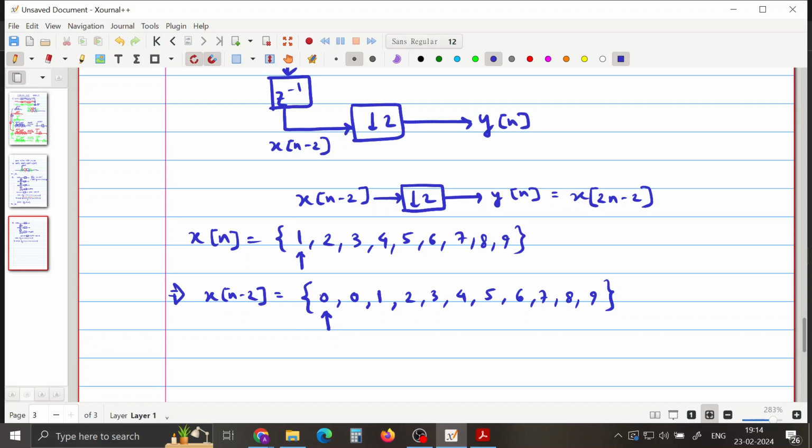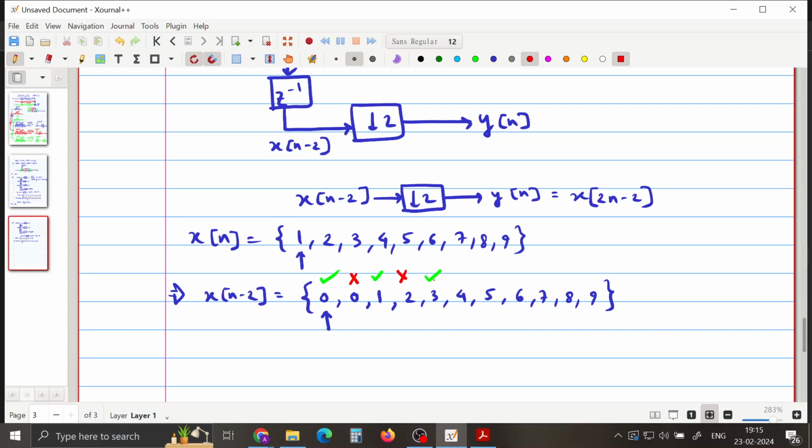And now this x of n minus 2 is passed through a downsampling factor of 2. So what it will do is pick one out of every two samples. As we know, it will pick up the value at the index n equals 0. That's always the case. And it will discard the next value. One out of 2 it will select. So the second value it will again pick, and similarly the next one it will discard. And it will repeat. So basically it will pass every alternate value.